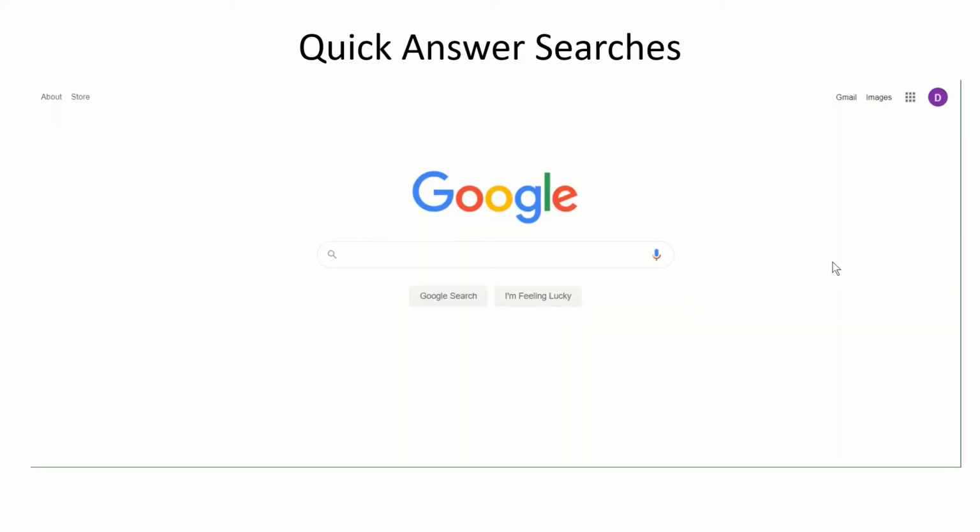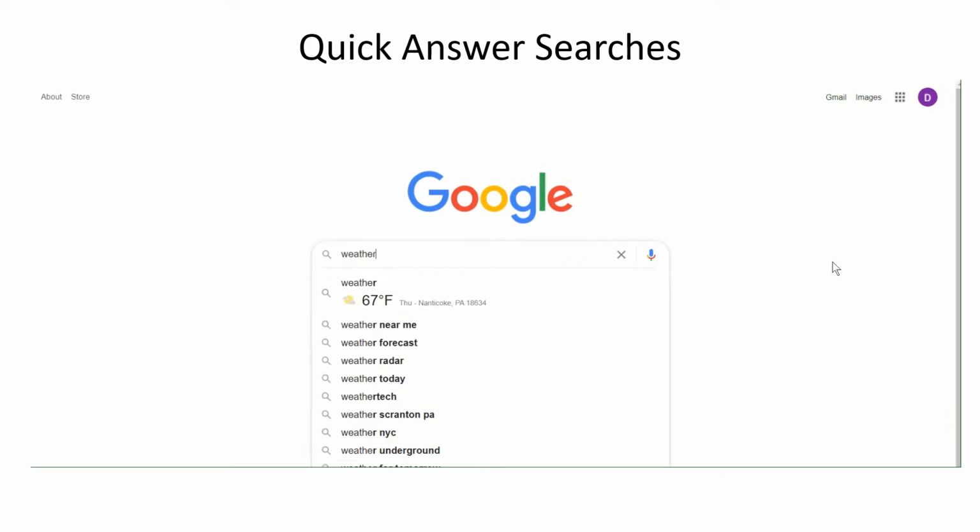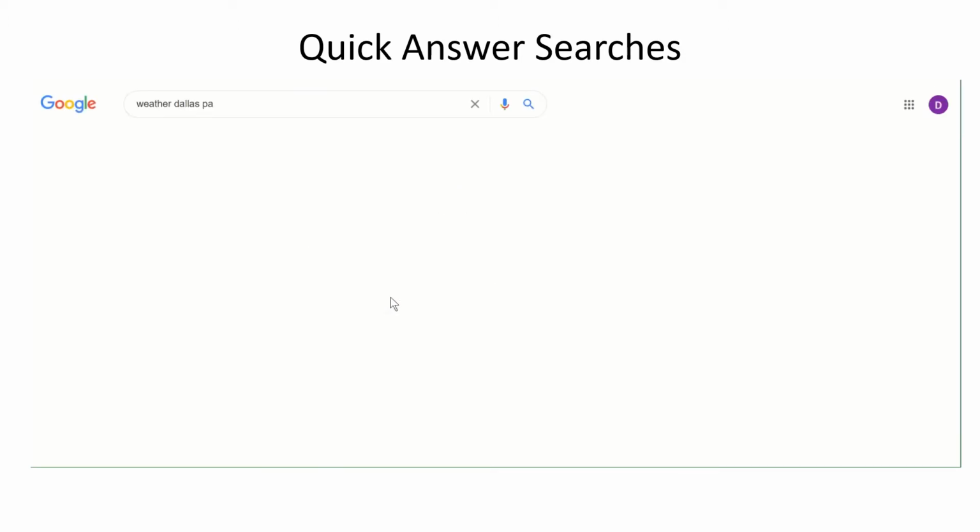Now let's take a quick look at finding some quick answers using some really great tools that are available in helper apps available through Google. So I'm going to start off by looking for the weather. So I'm going to type weather, and I'm going to say Dallas, PA. Oh, look at that. Right in the top of the search area, notice it's saying weather, Dallas, PA. This is an indicator that Google is about to use a helper application.